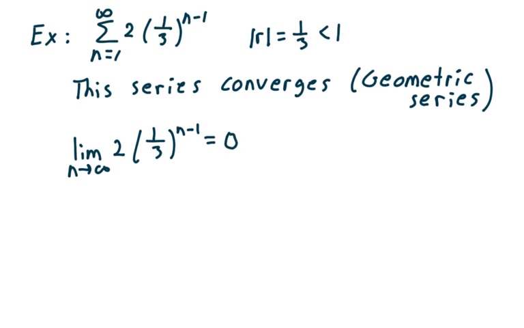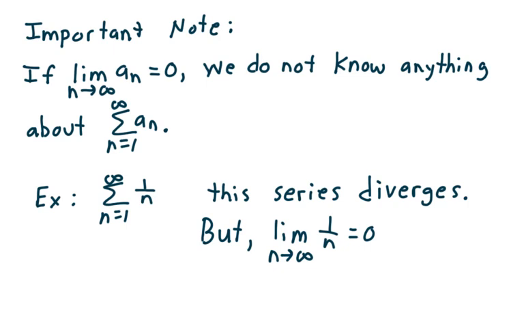So notice, just because the limit as n goes to infinity of a sub n is 0, we can produce a corresponding series that will either converge or diverge. So that's what I'm saying, that just because we know the limit as n goes to infinity of a sub n is 0, we can't draw any conclusions about the summation from n equal 1 to infinity of a sub n.